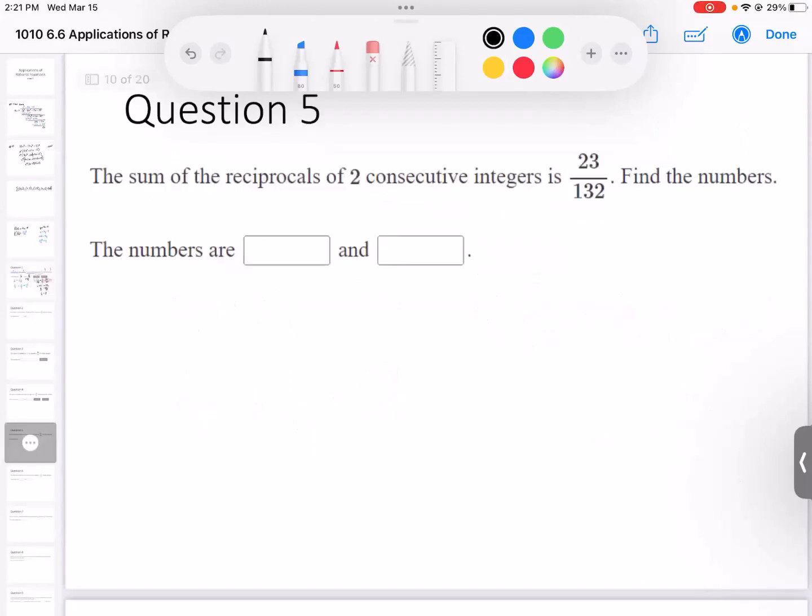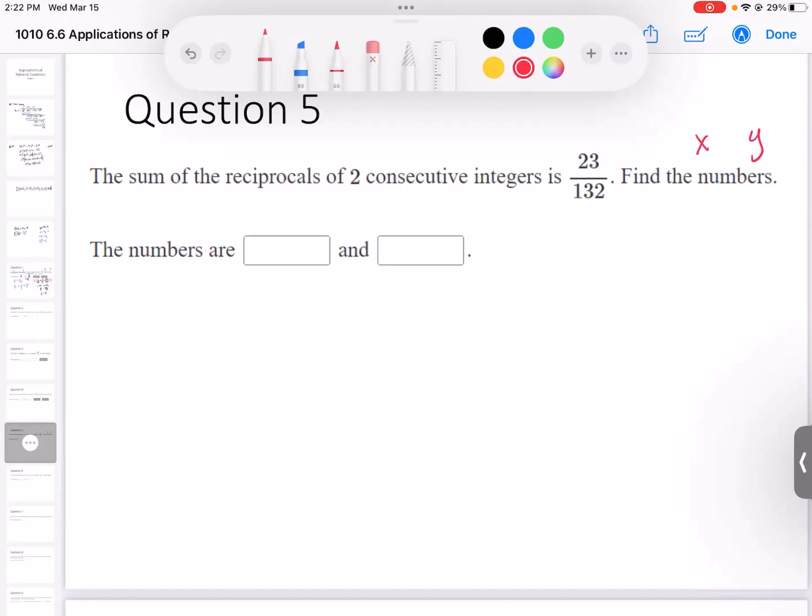All right, so on this one, it says the sum of the reciprocals of two consecutive integers is 23/132. Find the numbers. Okay, so first of all, what are we looking for? Perfect. Okay, so we're looking for two different numbers.